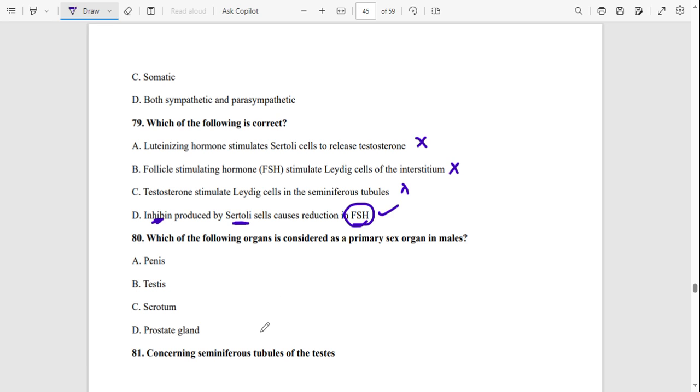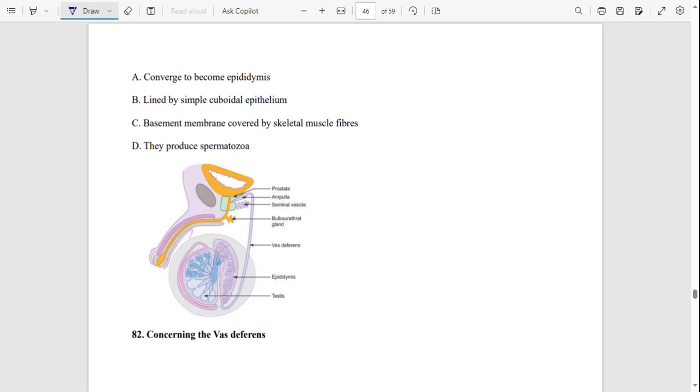81. Concerning seminiferous tubules of the testis. If you can see, I just put down this diagram. You have got the testis here. These things that you can see here are going to be the seminiferous tubules. That's where there is a formation of sperms.